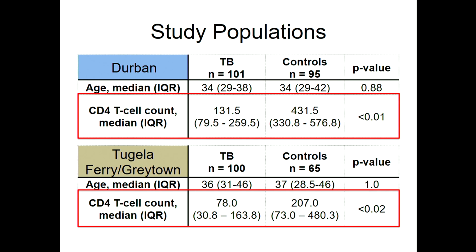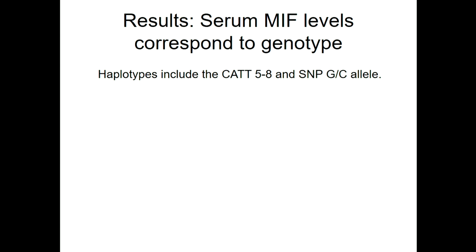In addition, the overall CD4 count in both groups in the Tugela Ferry and Greytown group were lower than in the Durban population. And this is because it's a rural population, so they present later in the course of disease. So the first question we wanted to ask is whether these polymorphisms are actually linked to a difference in the serum MIF levels. They've shown this in the lab, but we haven't shown this in an HIV-positive population.